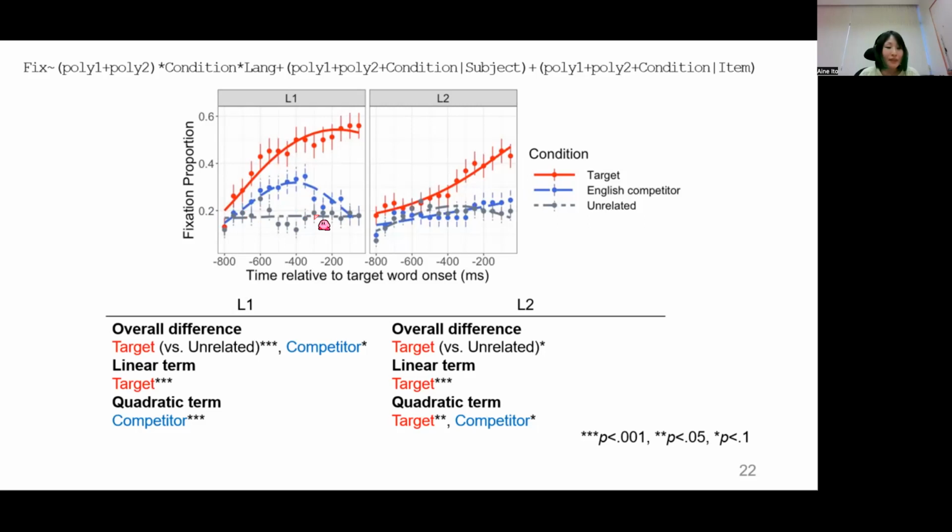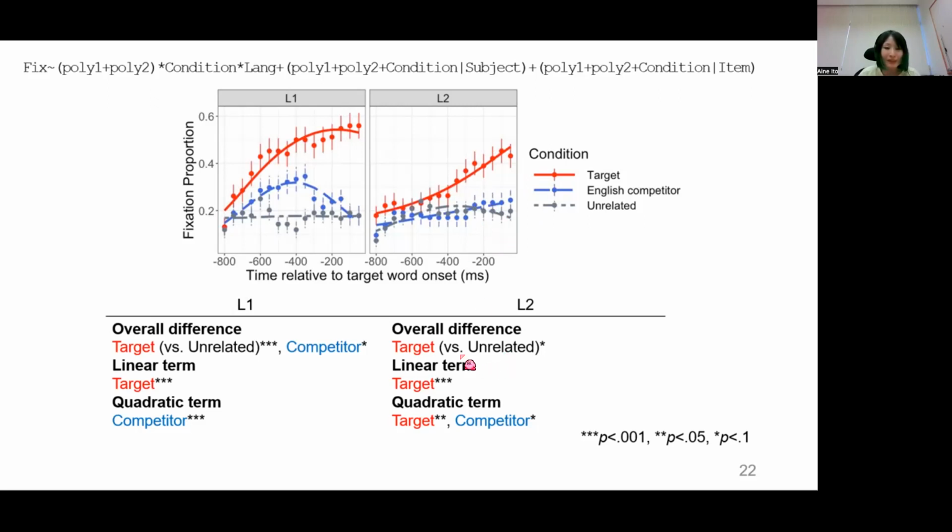And you can also see the interaction between the quadratic term and the competitor effect. And that also fits nicely with the data, because for the English competitor condition, we see the fixation proportion increased and decreased, right? But that's not the case for the unrelated condition. Now let's turn to the L2 speakers' data. We see a marginal difference between the target and unrelated condition, presumably because the difference was evident only in the later time window.